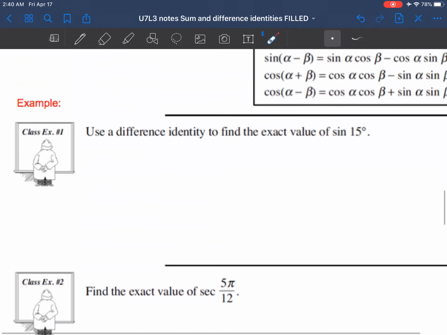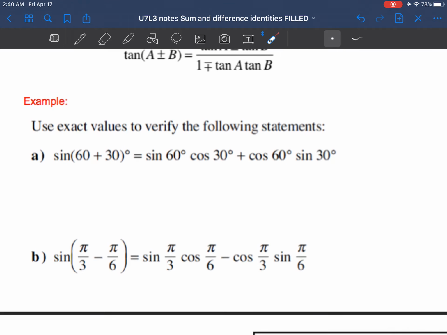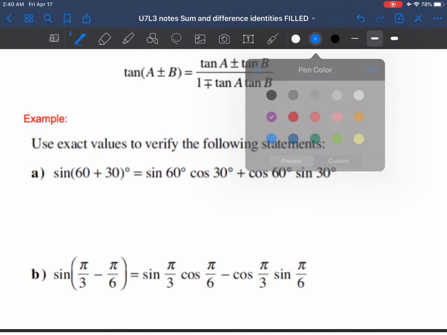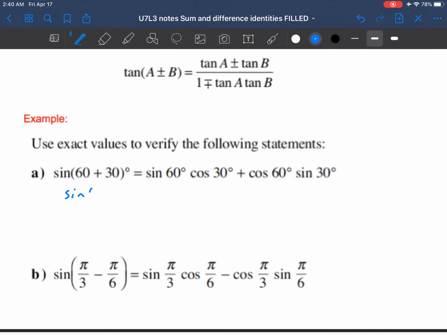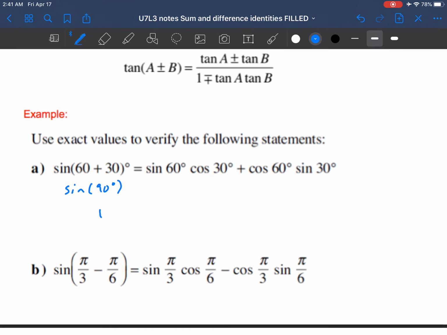I'm going to go through this page and then stop and make one final video because I think it's getting pretty lengthy. All right, example: use exact values to verify the following statement. So we have to remember the identities, and we want to show that sine of 60 plus 30 is equal to this. This is really the sine of 90, right? If we just add 60 and 30. Hopefully, we know that that is 1.